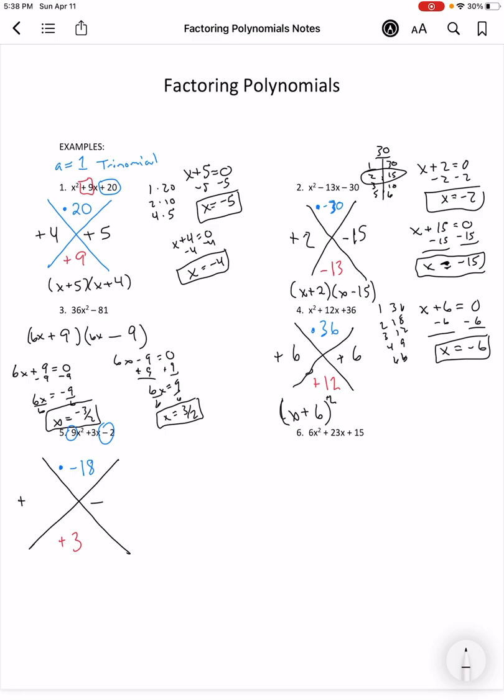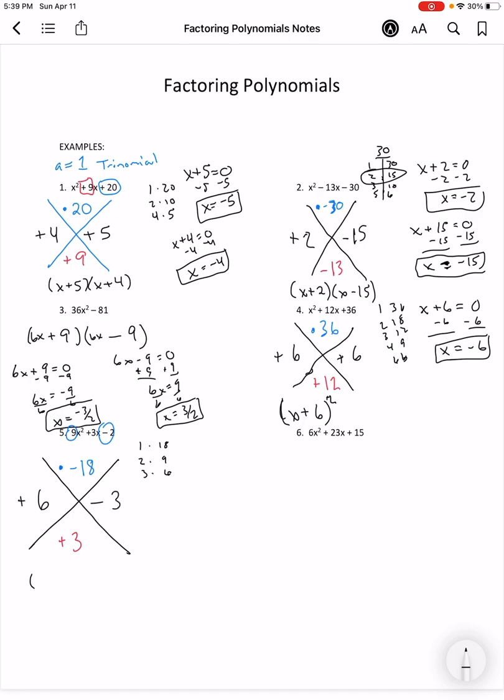In this case, because the bottom is plus 3, my bigger number needs to go with plus and the smaller number needs to go with minus. So now I just need to think about 18, and I need to think about 2 factors that have a difference of 3. So if I go to 18, I've got 1 and 18. I've got 2 times 9 and 3 times 6. Well, if I subtract those, the only one that has a difference of 3 would be 3 and 6. So again, the 6 would go with the plus, the 3 would go with the minus.